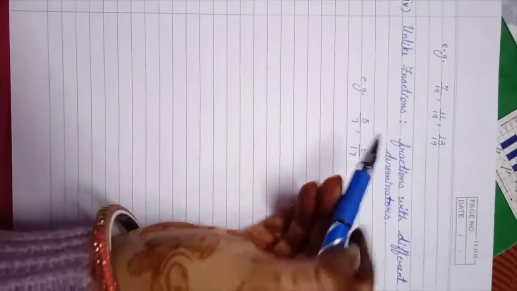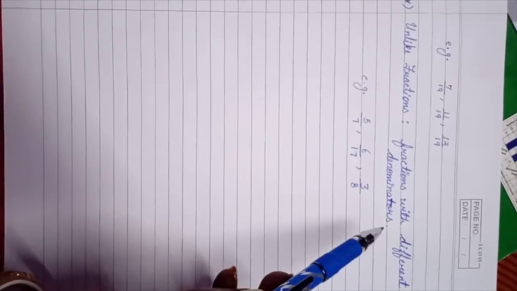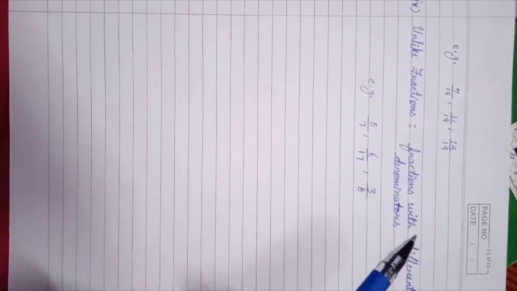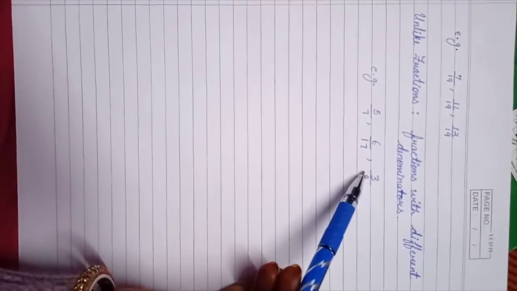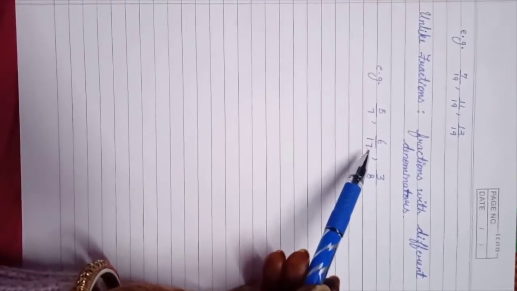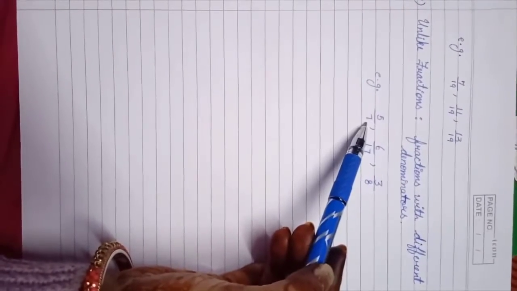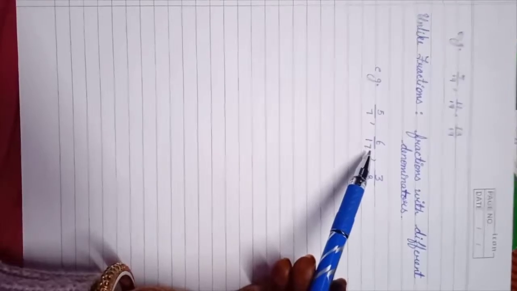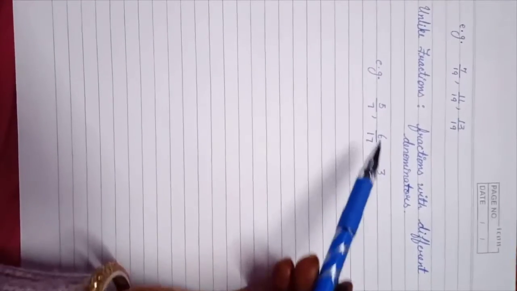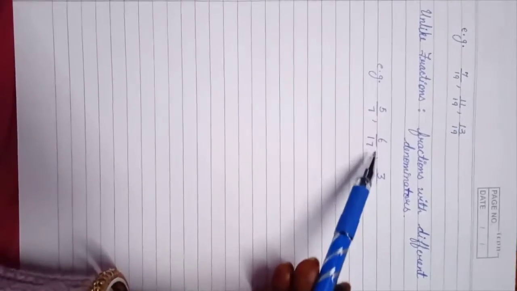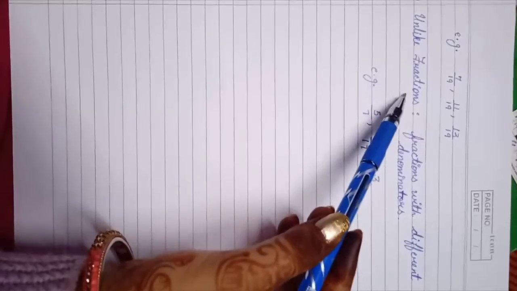The next type of fraction is unlike fractions. Fractions with different denominators are called unlike fractions. If the denominators of the fractions are different, then they are called unlike fractions. Here the denominator is 7. Here the denominator is 17. Here the denominator is 8. All three denominators are different. So these are examples of unlike fractions.